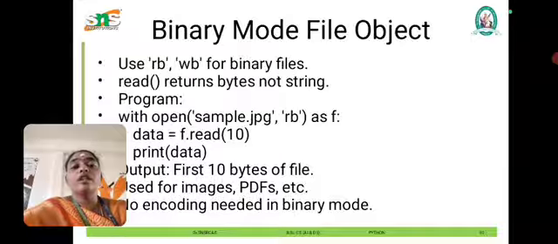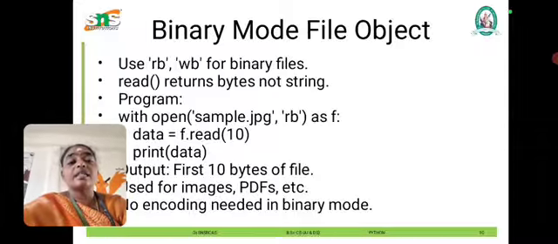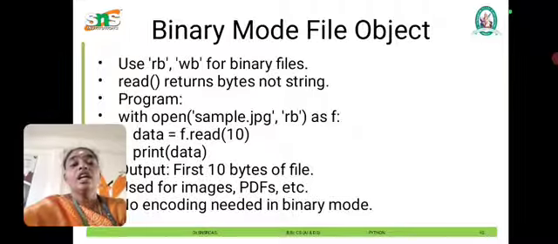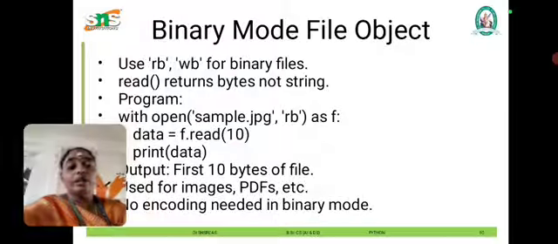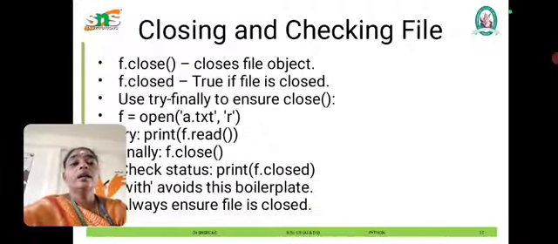Binary mode of a file: rb and wb are binary modes. To read a binary file, use with open('sample.jpg', 'rb') as f, data = f.read(). Here rb is read binary, and sample.jpg represents an image file. It reads bytes one by one, and the first 10 bytes are displayed. f.close() closes the file object.